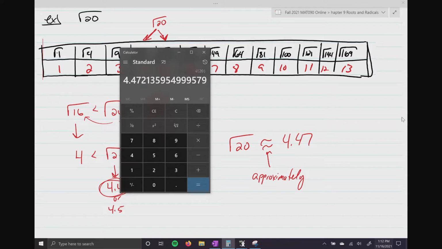All right? So let's do one more example like this. I'm just going to erase the screen because I want to keep my table up there. So I'm going to erase the screen, and we'll do another example where we're going to approximate and then use our calculator to figure it out.